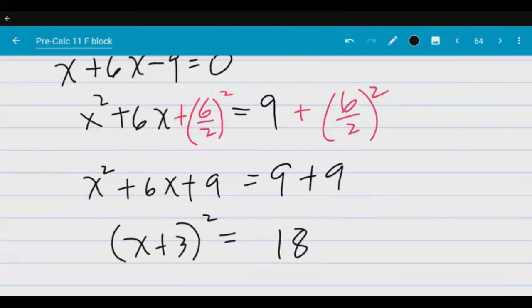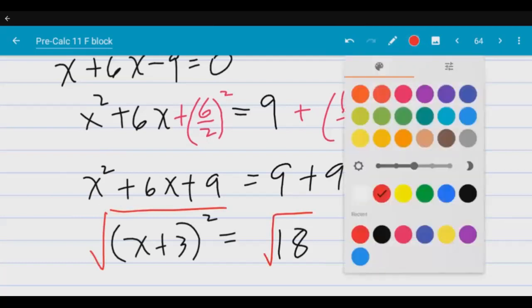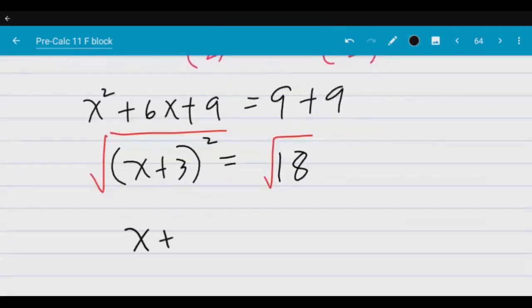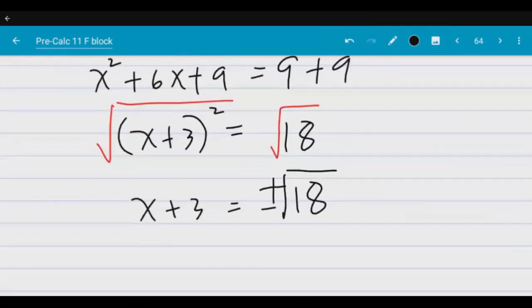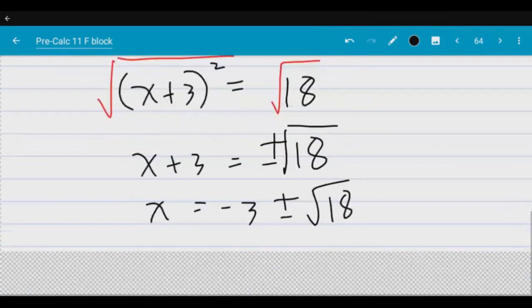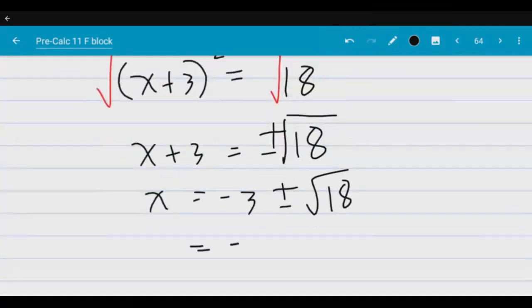To get the answer to this one, or to isolate x, we have to get the square root of both sides. We now have x plus 3 equals plus or minus root of 18. And some of you might want to turn it into a mixed radical, 3 root of 2, it's up to you, or root of 18. Okay. Therefore, x is equal to negative 3 plus or minus root of 18 as an entire radical, or negative 3 plus or minus 3 root of 2 as a mixed radical. Let's go to letter B.